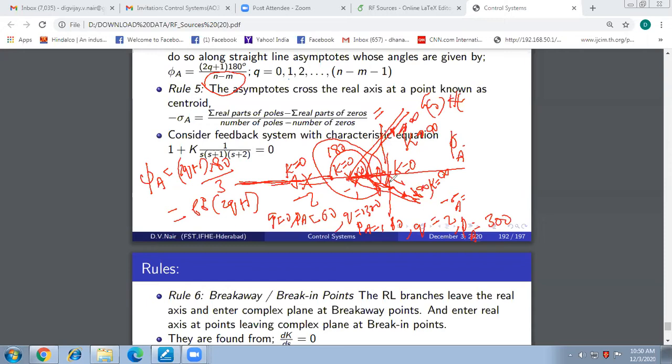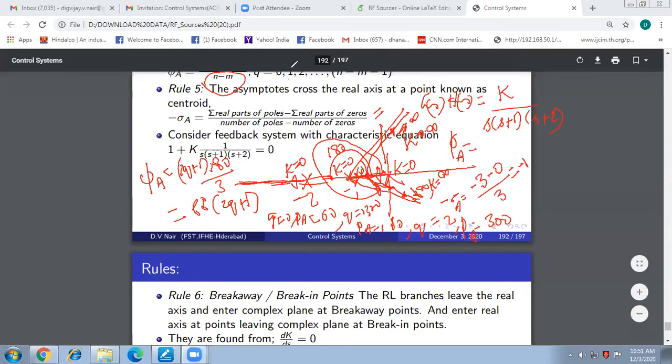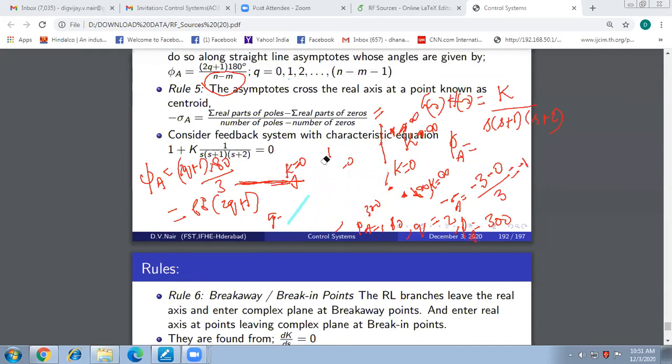Should we do it here first, or let us move further? We will come back to it in a more exhaustive problem. So let us go to rule number 6. I think it's simple. It's clear to most of you. So let me clear it.